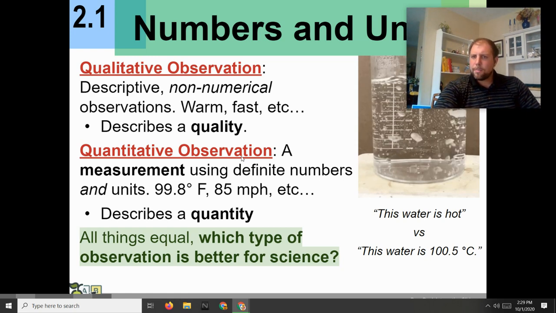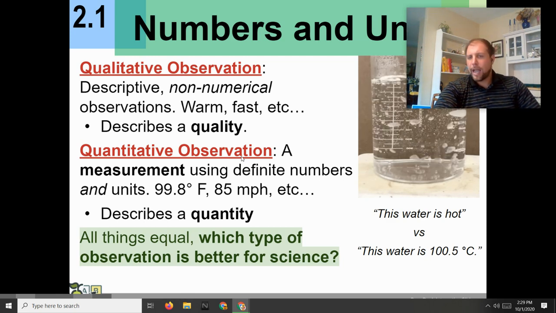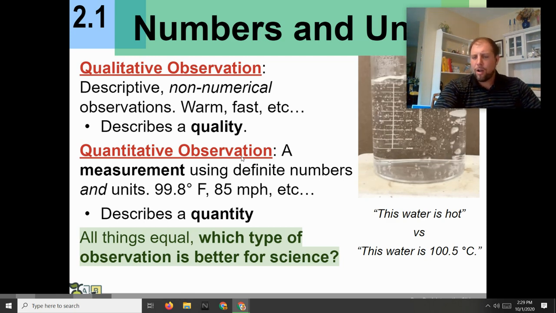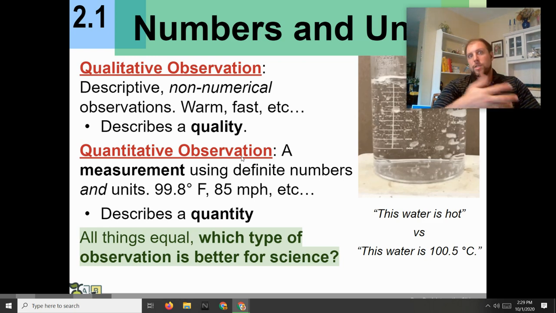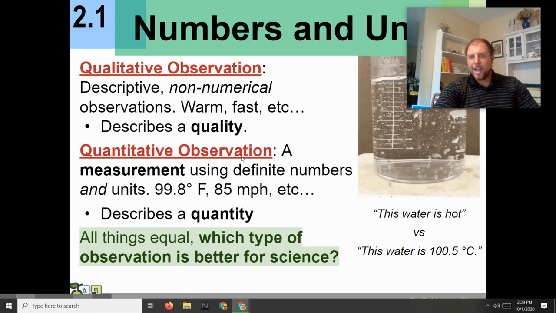Also, it's better because you can use that data to solve other things, like how much energy is the water carrying, how quickly will it warm you up? If you know the temperature, then you can figure that out. But if we just say it's warm or hot, you can't really.